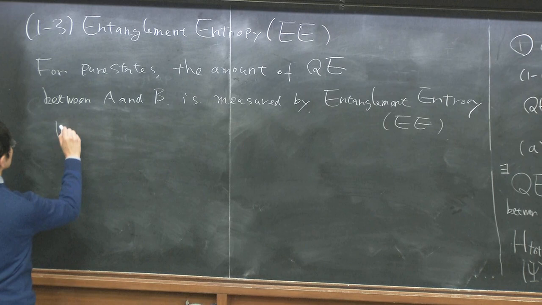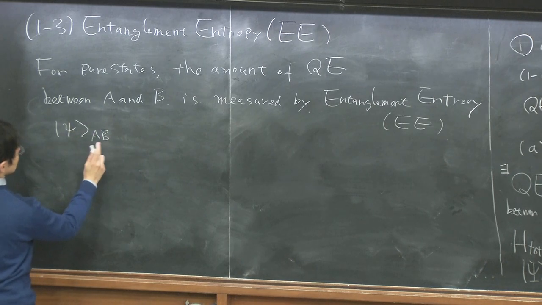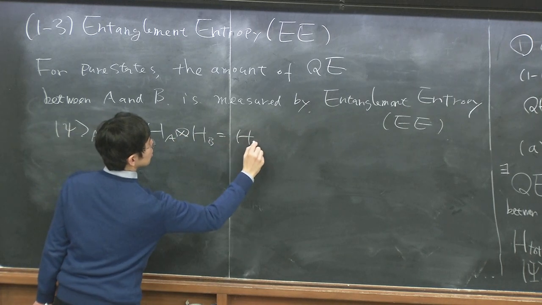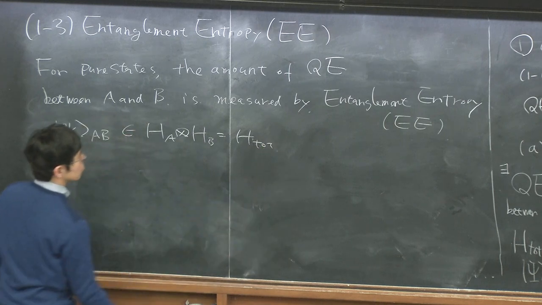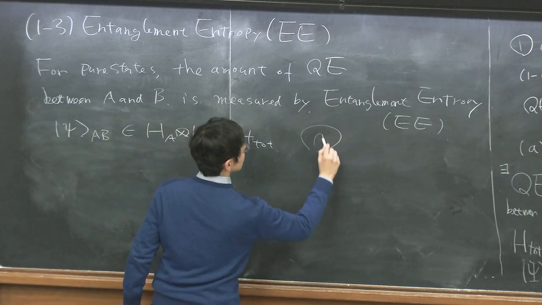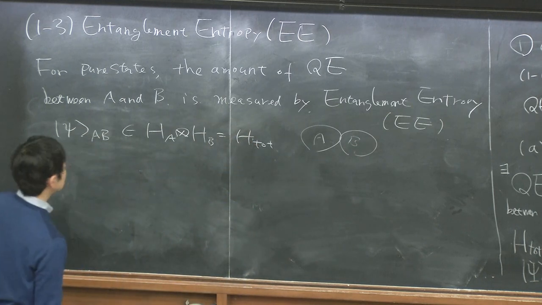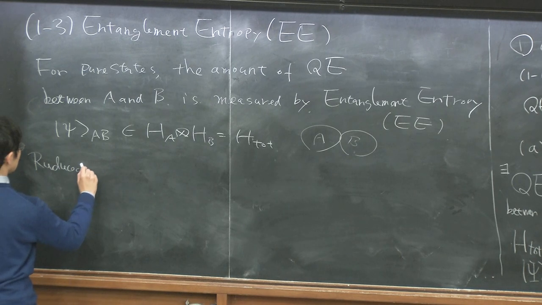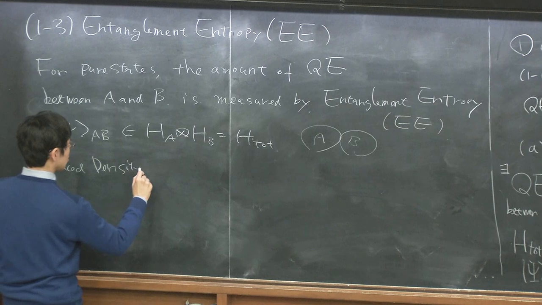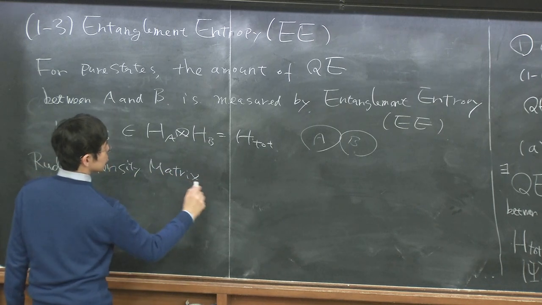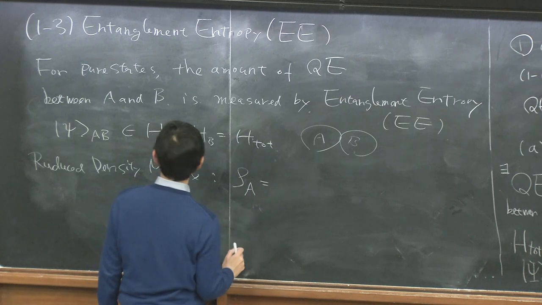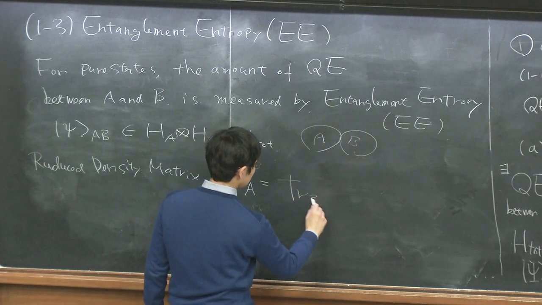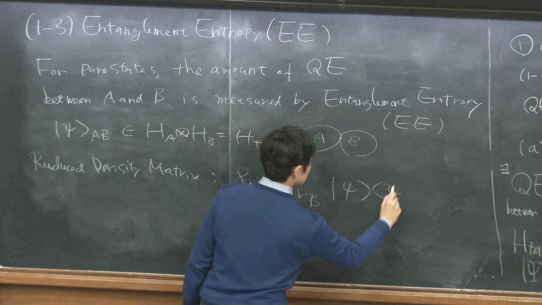Anyway, we have a pure state which lives on AB. That means the Hilbert space H_A times H_B. This is the total Hilbert space, A plus B. So we have A and B. And then we define something called the reduced density matrix, which we write rho_A, which is just simply obtained by tracing out the other part. So we focus on A and ignore all information about B. So we have this simple definition.